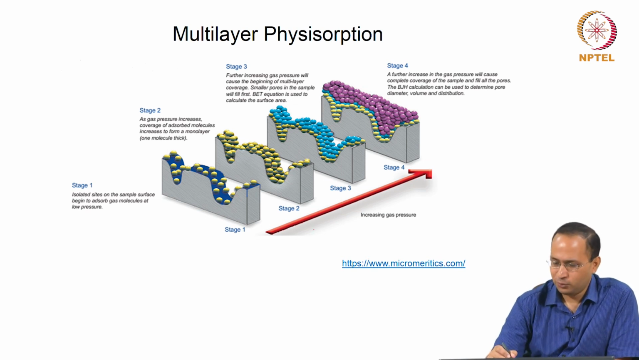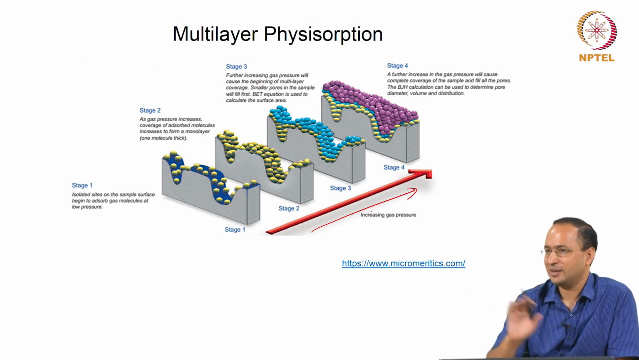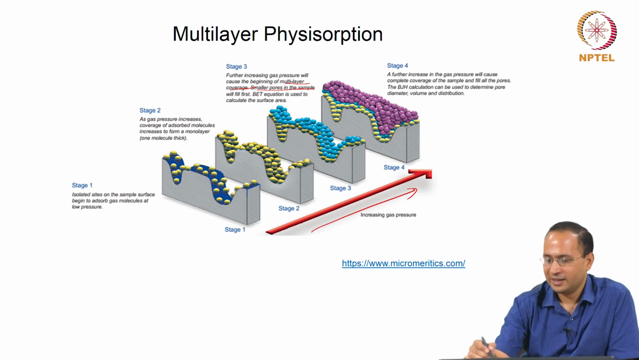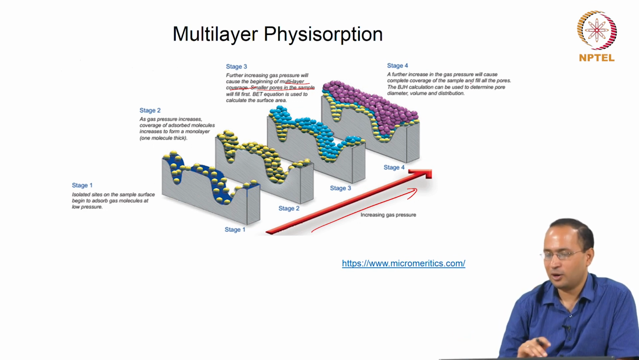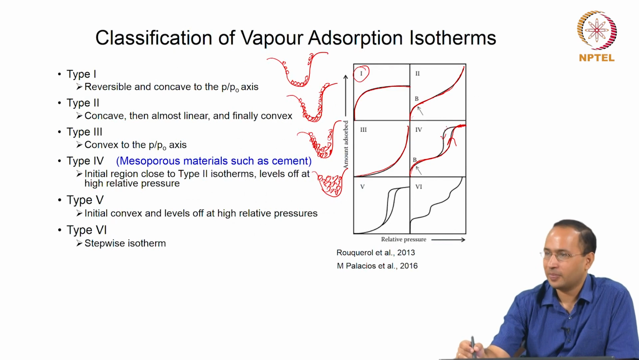In this direction we are increasing the gas pressure, similar to increasing the relative humidity, if we can draw that analogy here. Stage 3: further increasing gas pressure will cause the beginning of multilayer coverage. Smaller pores in the sample will fill first. Then a further increase will cause complete coverage of the sample and fill all the pores. This is the adsorption. Now we can reduce the partial pressure also to get the desorption branch. That is what we see here.